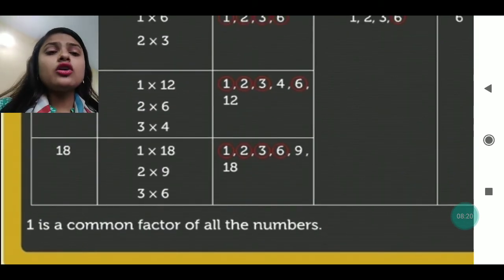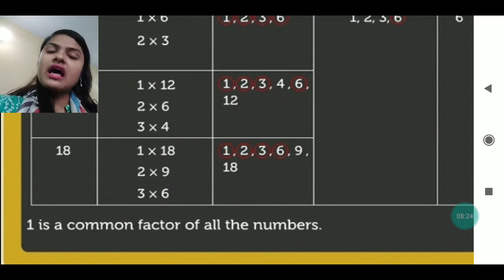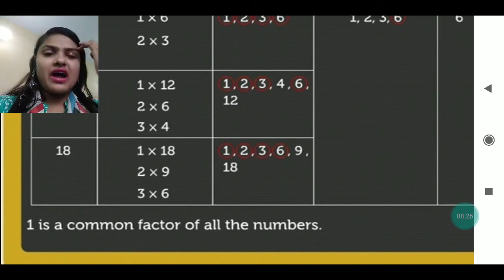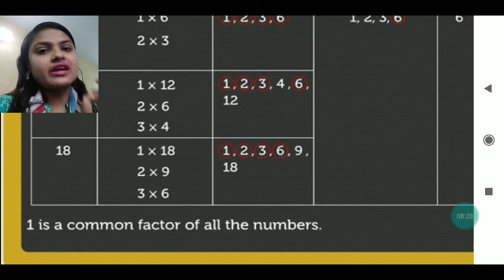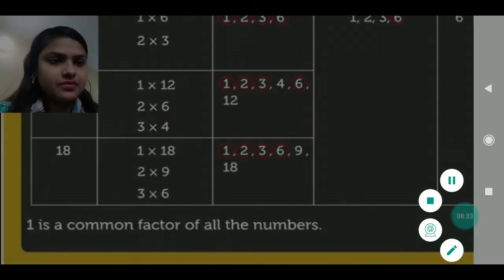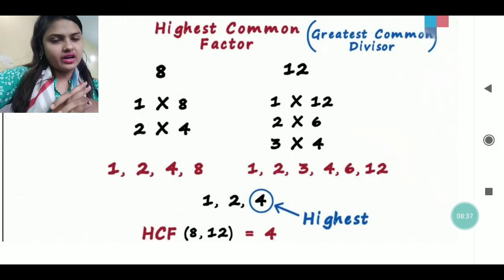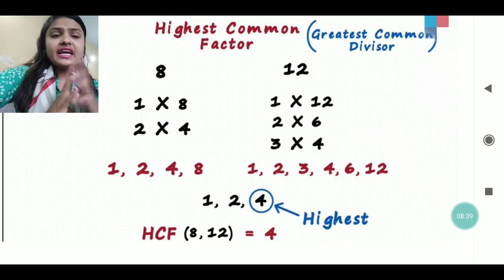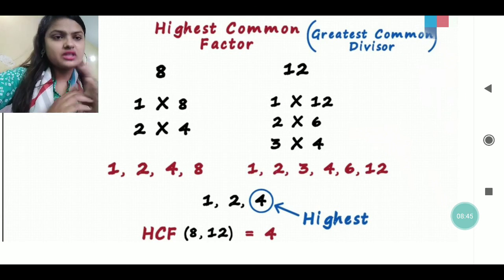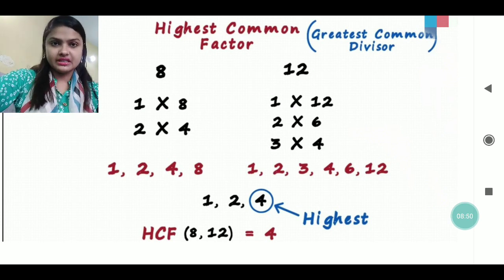See, 1 is the common factor for all the numbers. If you are wondering about 1, we have already discussed in factors and multiples that 1 is the common factor for all the numbers. The highest common factor is also called the greatest common divisor. Please don't forget that.